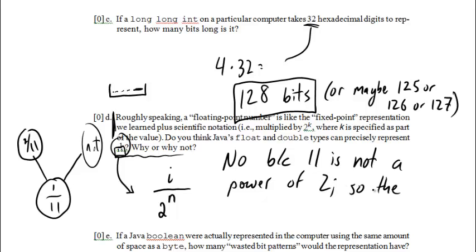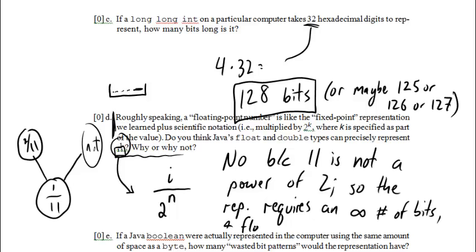So the representation requires an infinite number of bits, and floats and doubles have 32 and 64 bits. Okay.